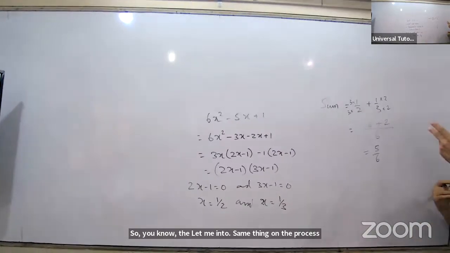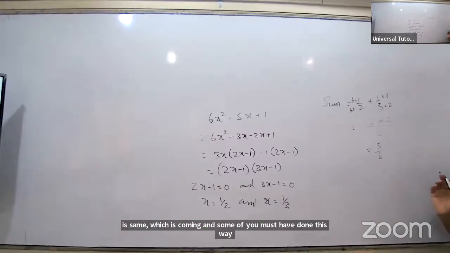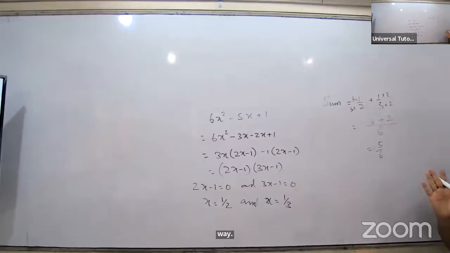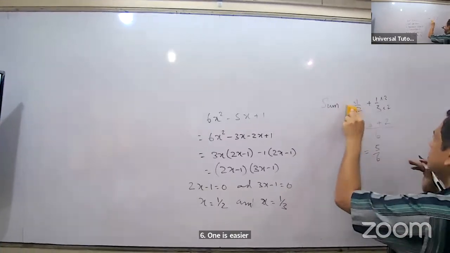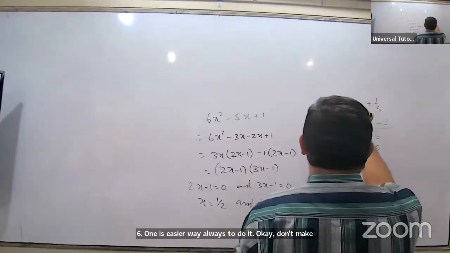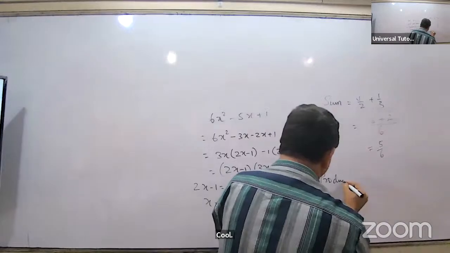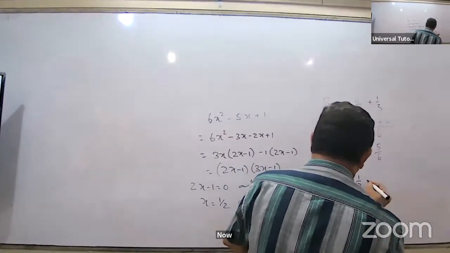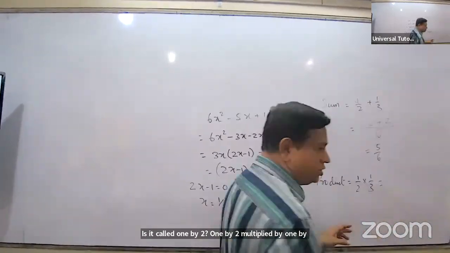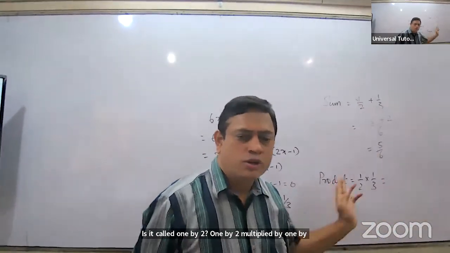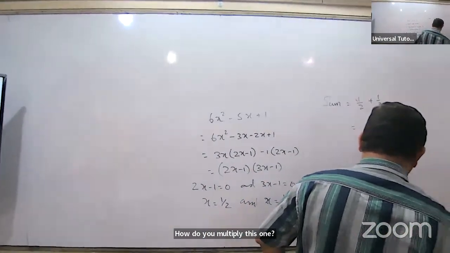Some of you must have done it this way, some of you did it directly. So it is 3 by 6 plus 2 by 6, 5 by 6. Always do the easier way. Don't make mistakes. So you got 5 by 6. Now the product is equal to 1 by 2 multiplied by 1 by 3. How do you multiply this? Numerator will multiply, denominator will multiply. So it is 1 into 1, 1 upon 6.